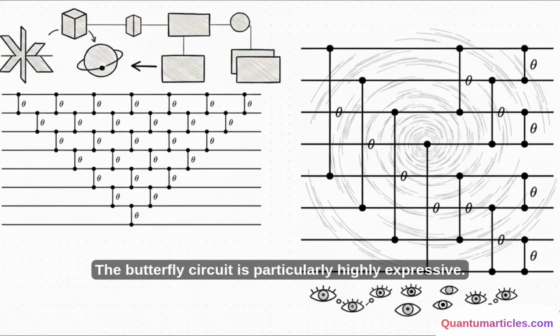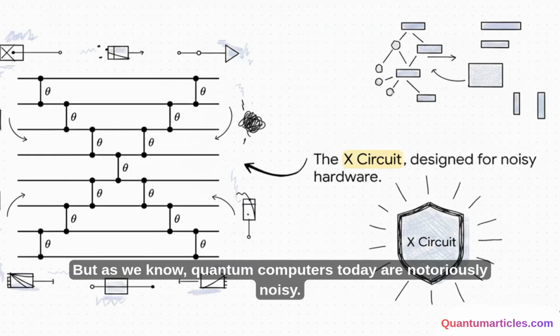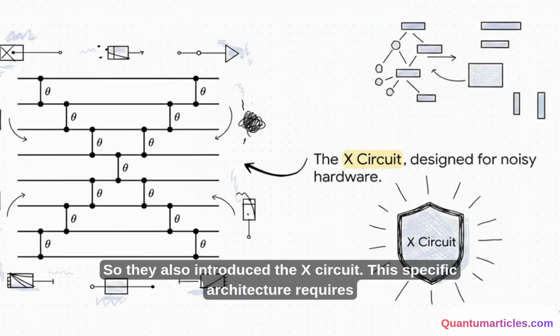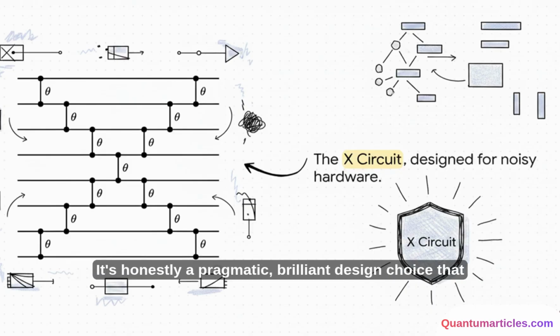The butterfly circuit is particularly highly expressive. It uses a logarithmic depth, which makes it just incredibly powerful for processing these complex attention mechanisms. But as we know, quantum computers today are notoriously noisy, so they also introduced the X circuit. This specific architecture requires a much smaller number of gates and uses nearest neighbor connectivity. It's honestly a pragmatic, brilliant design choice that makes it perfectly suited to run on the imperfect, noisy quantum hardware we actually have access to right now.